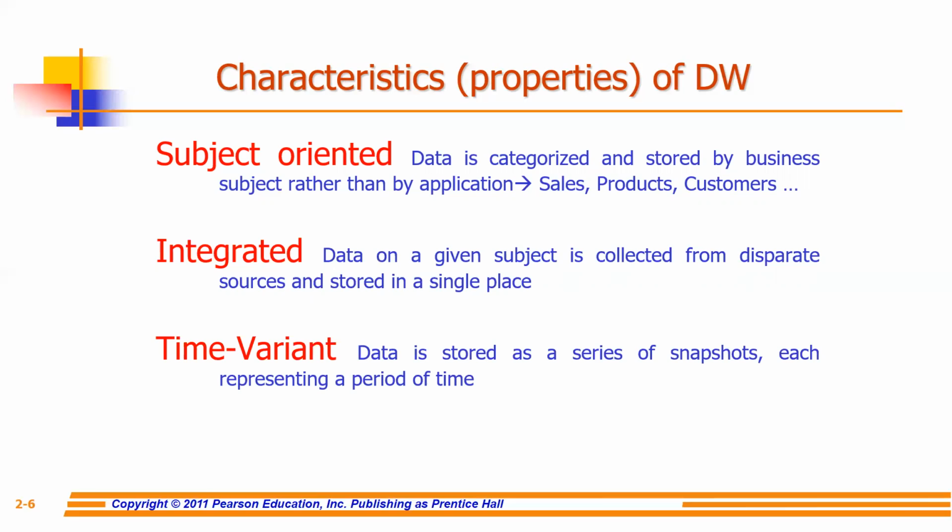Then time variant means the data is stored in the data warehouse in the snapshot form. Snapshot form means one layer of data is stored, and if we populate the data in the data warehouse every month, then another version of the data is created. The previous month data will not be updated or edited or appended for the purpose, but a new instance of data is stored in the data warehouse.